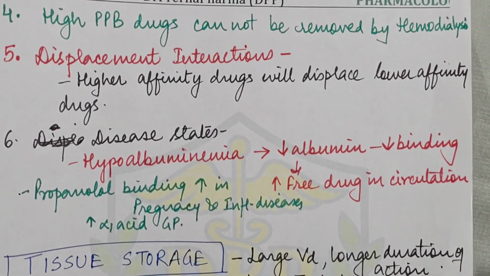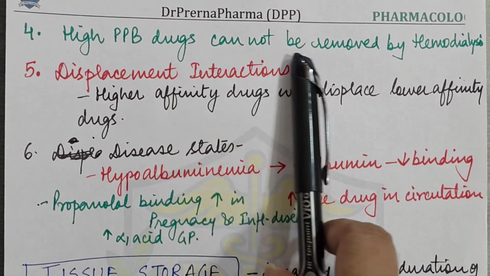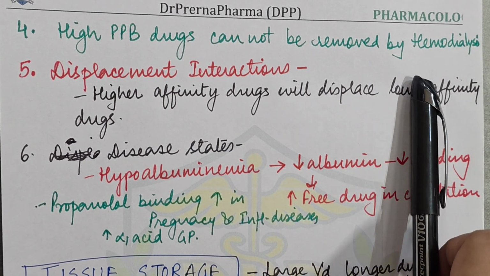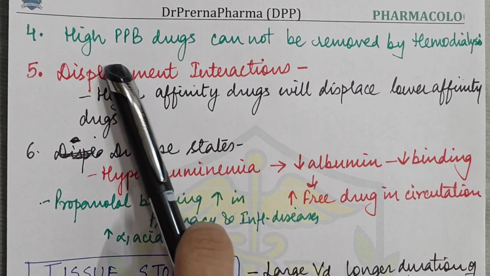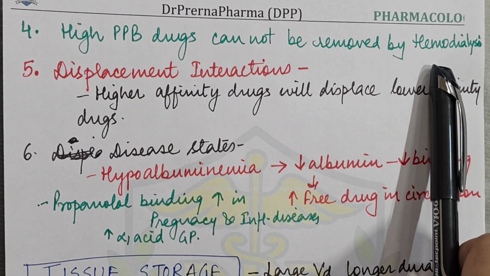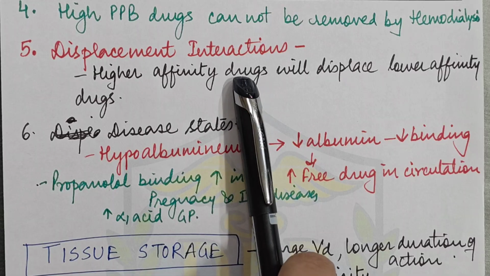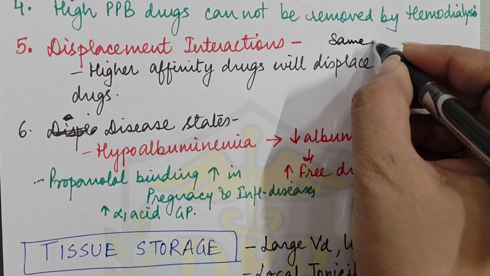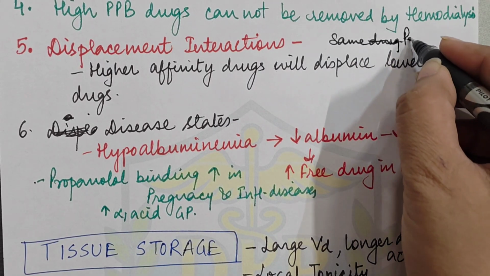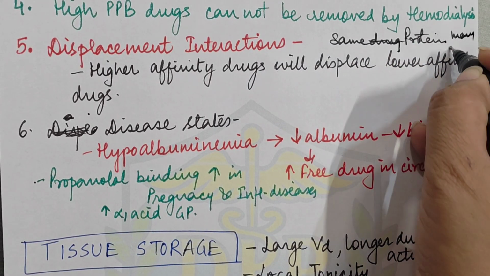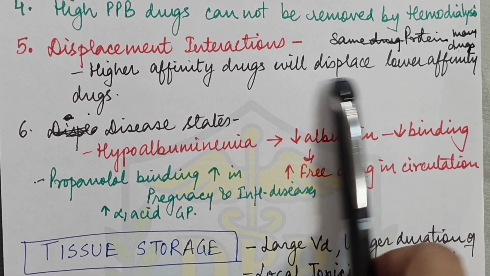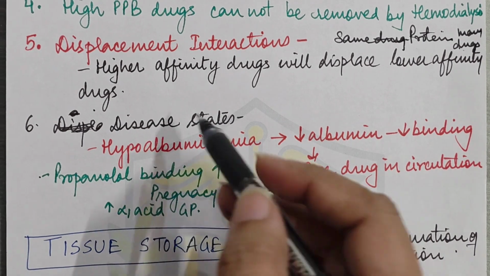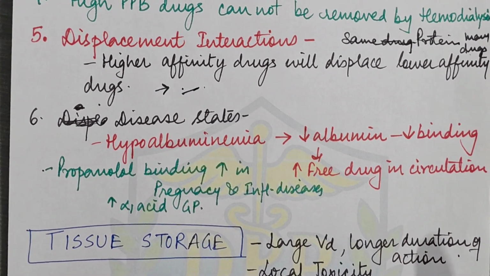Then the next thing is that a highly plasma protein bound drug cannot be removed by hemodialysis. Earlier we had studied that high volume of distribution drugs cannot be removed by hemodialysis, but also if a drug is highly plasma protein bound, it also cannot be removed by hemodialysis. Then, when there is plasma protein binding, there are going to be displacement interactions, because the same protein can bind to many drugs. So many drugs will compete for binding to the same protein. What will happen? The higher affinity drugs will displace the drugs having lower affinity. So these displacement interactions also play a very important role in the action of the drug.